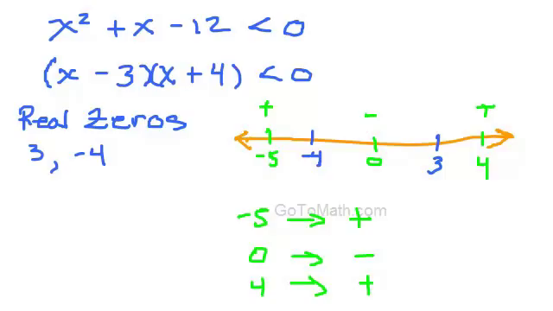Now we can't use negative 4 and we can't use 3, because if we use negative 4, we end up getting 0 here, and 0 times a number is 0, and 0 can't be less than 0.